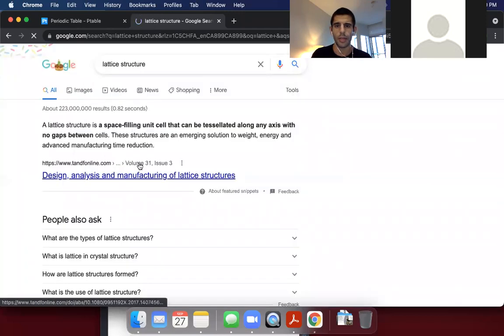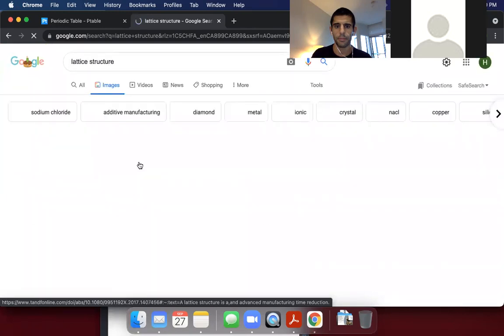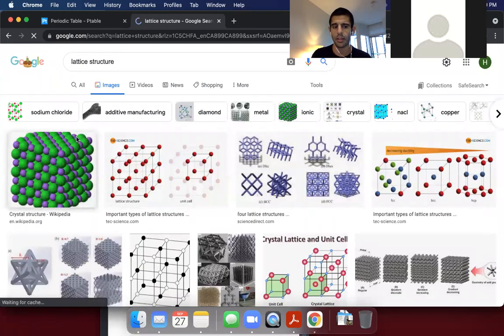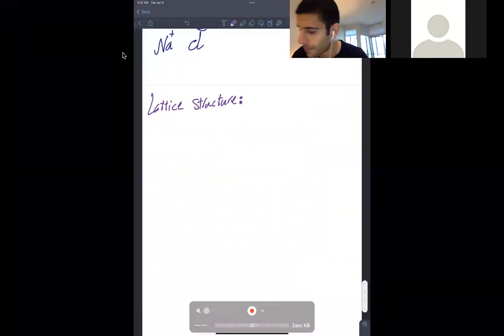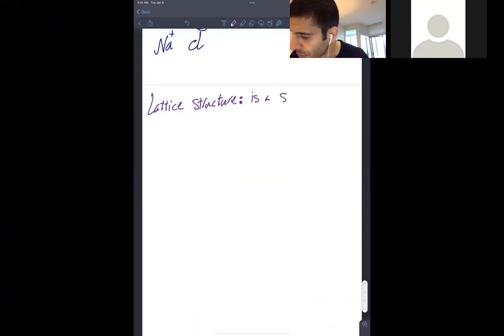So I'm just showing you an example. You see, this is a lattice, a crystal structure. They create a crystal structure, lattice structure, same thing. And the lattice structure is a structure that is made by ions bonding together.